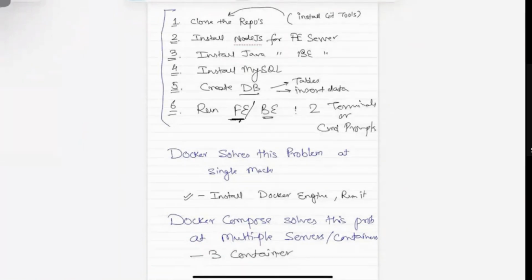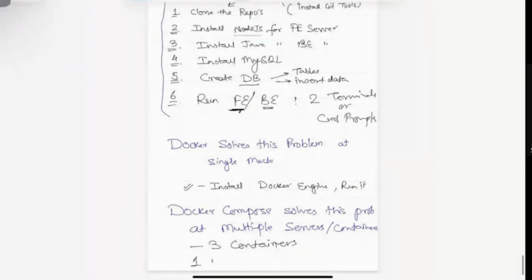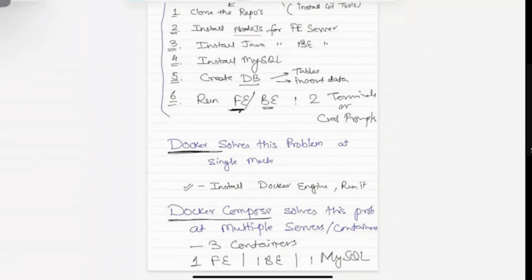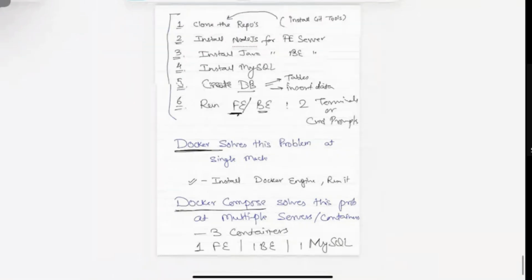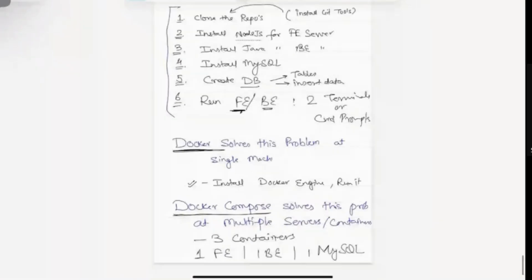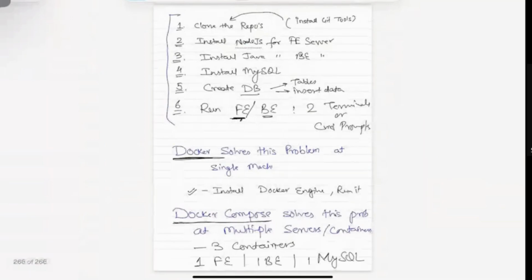What are those 3 containers? One running front-end server, one running back-end server, and one running your MySQL. So 3 separate machines running on your single machine. With one command, you can bring the site up and running. That is where we'll get to see Docker Compose. Again, whatever I have written here is just a high-level overview to introduce to you what is the need for Docker. Why do we need Docker?